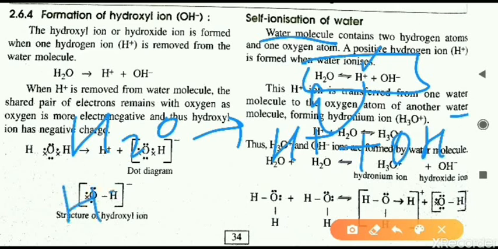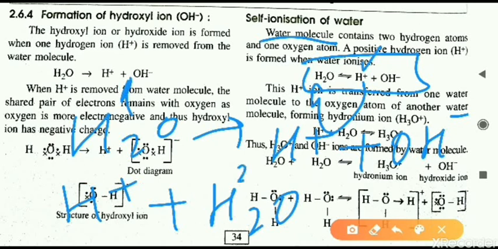Now this H+ which has been broken down reacts with another water, not that earlier one. That is the first water molecule, this is the second water molecule. This H+ now reacts with the second water molecule, and now what will form? It will form H3O+. That is what is the hydronium ion.